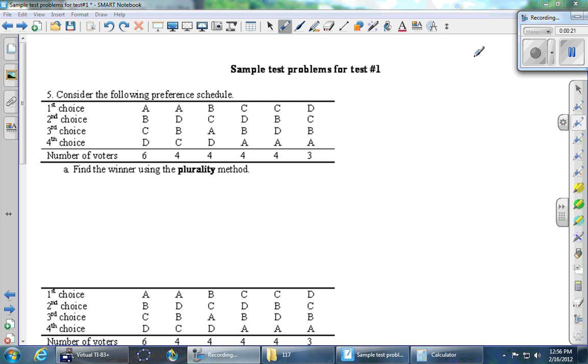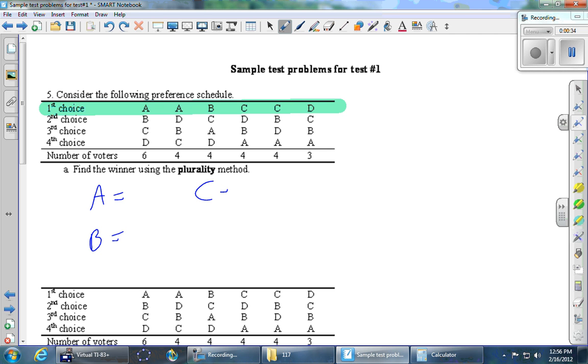Part A, find the winner using the plurality method. So we know plurality has to do with first place votes only. So this is the only information I'm looking at. And we're going to count how many first place votes each candidate received. So if we're looking for candidate A, first place votes, A got those 2. Don't write 2, you got to write down how many voters there were as well. 6 and 4 is 10 voters for candidate A.